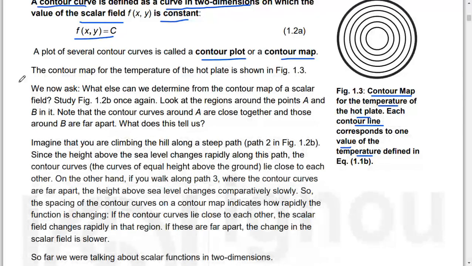We now ask, what else can we determine from the contour map of a scalar field? Study the figure once again. Look at the region around the points A and B. In it, note that the contour curves around A are close together and those around B are far apart. What does this tell us?